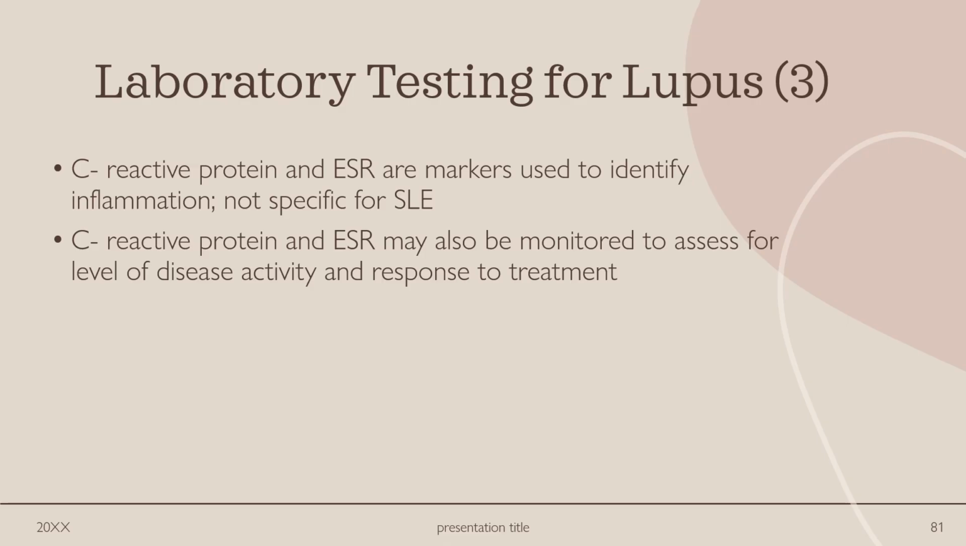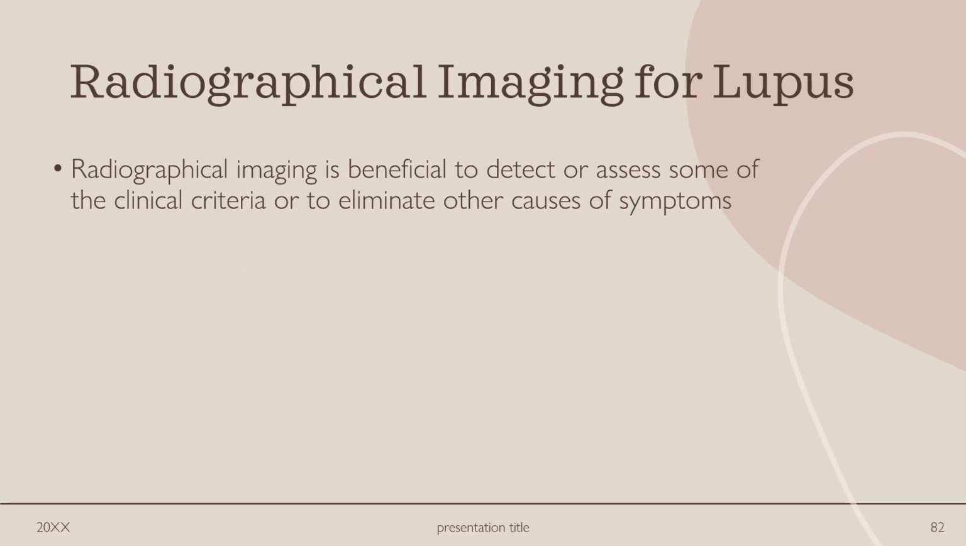C-reactive protein and ESR are markers used to identify inflammation. However, these are not specific for SLE. So just as when we were talking about rheumatoid arthritis, these lab studies, the C-reactive protein, the CRP, and then the ESR, these are just going to tell me that there is an inflammatory process going on with my patient. C-reactive protein and ESR may also be monitored to assess for the level of disease activity and then the response to treatment. Radiographical imaging is beneficial to detect or assess some of the clinical criteria or to eliminate other causes of symptoms.